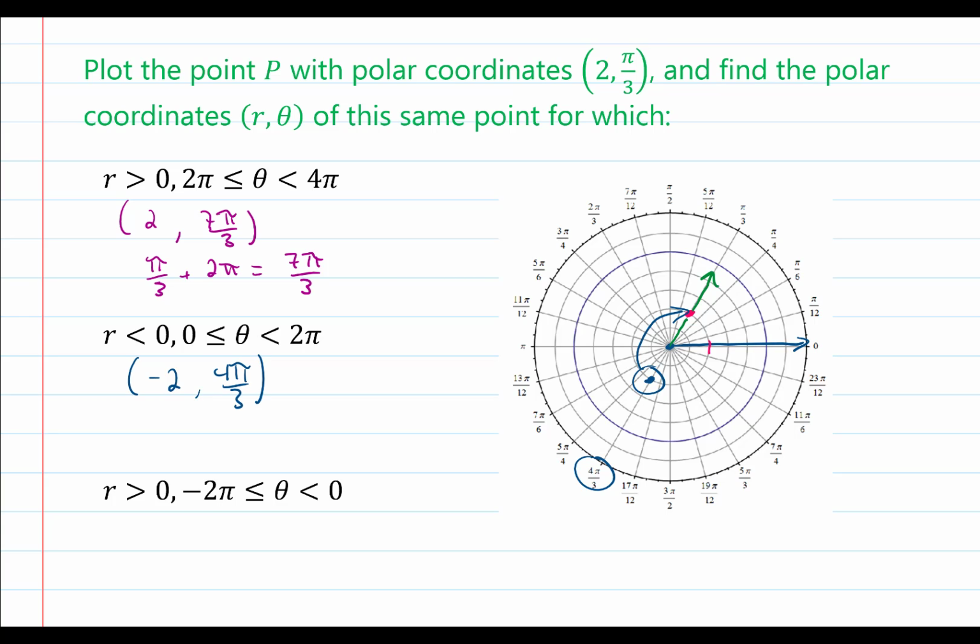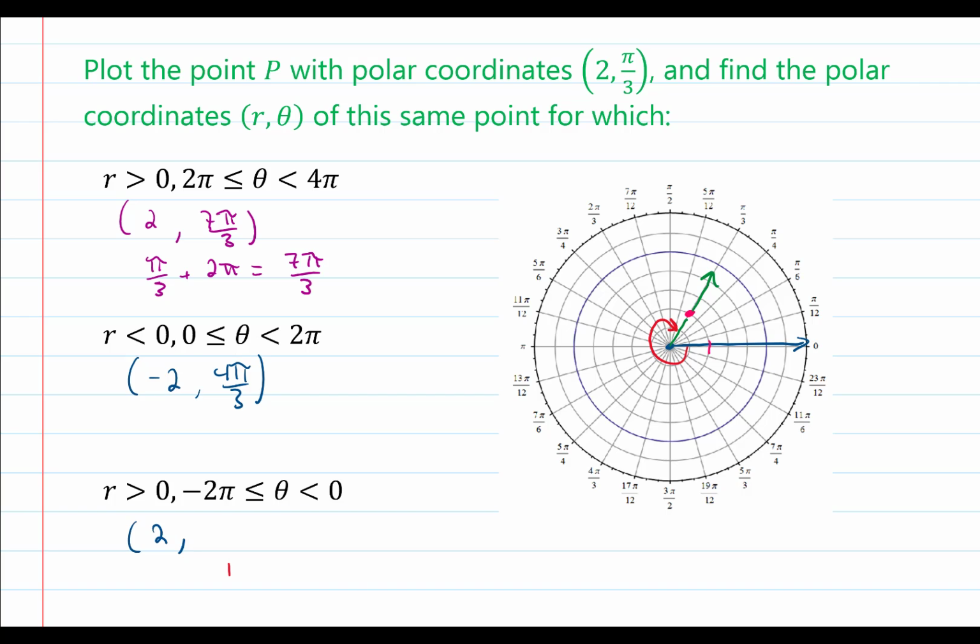Quickly erasing my work from the previous example. Let's now look at r is greater than 0 and theta is from negative 2 pi to 0, meaning that theta will have clockwise rotation because it will be negative. One more time, since r is either positive 2 or negative 2, we know it's going to be positive 2 in this case. And also, because we are dealing with negative theta, that means the rotation is clockwise and we're dealing with a coterminal angle.